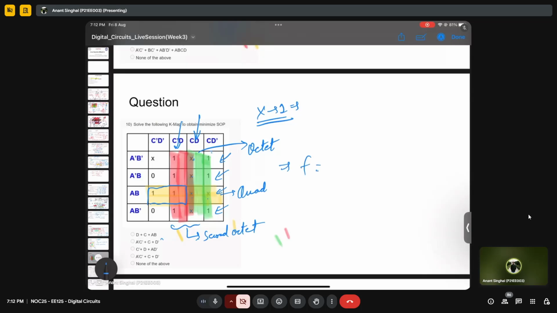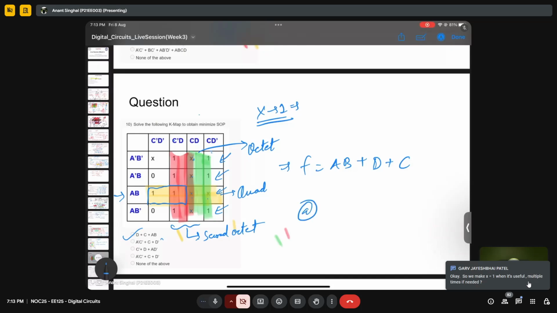So the answer would be, so one is AB. I can clearly see the yellow one is AB. This particular row is AB. Then the octet is the red one. For the red one, the common part is D only. And for the green one, the common part is C. So the answer would be AB plus C plus D, which is option A.